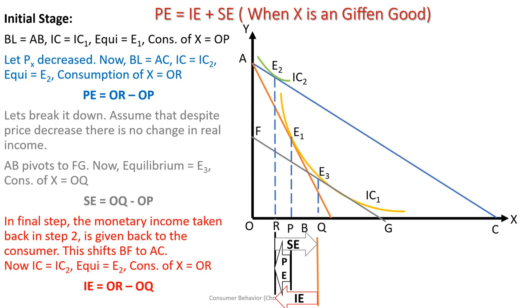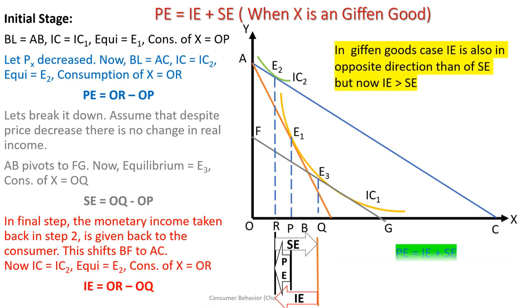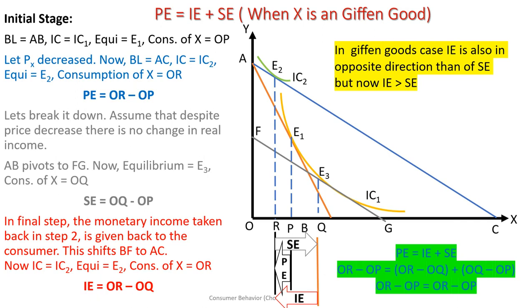Again, note that in the case of Giffen goods, the substitution effect and income effect move in opposite directions. However, now the income effect dominates the substitution effect. This resulted in moving the quantity demanded in the opposite direction.